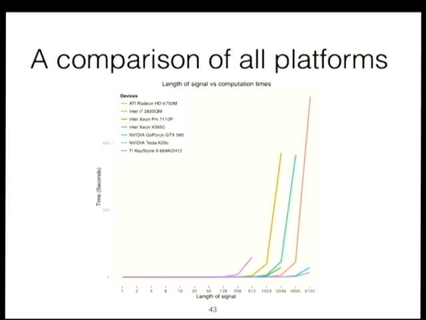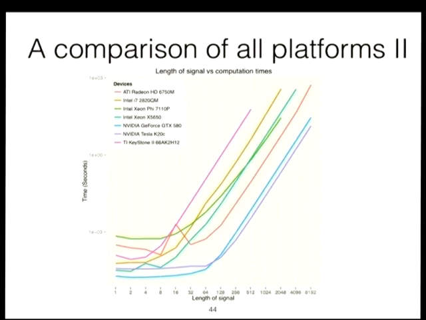So again, the Tesla K20 is the best performing device, and for any of the benchmarks I've seen, the Tesla's been outperforming the Phi lately. And this is just on a log scale.